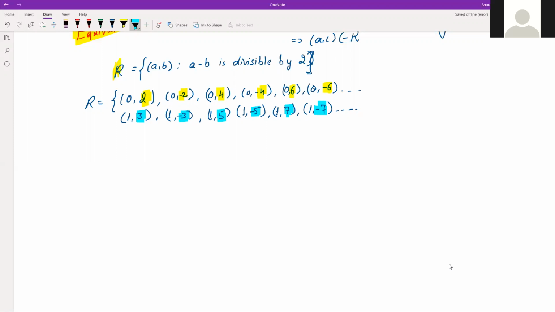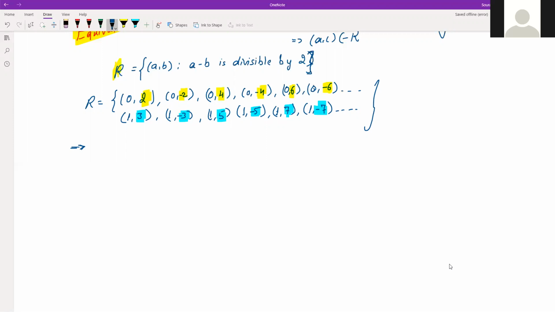Okay, so now here, and these are not the only elements. There are many others. So like this, we have multiple entries or multiple ordered pairs which will satisfy this relation. Now there are a few properties or things here which we have to observe.